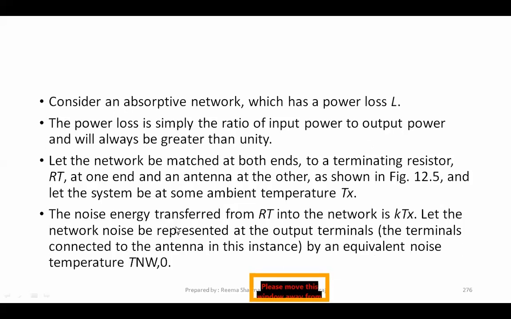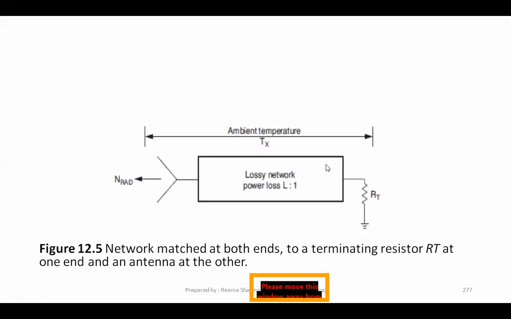The noise energy transferred from RT into the network is k times Tx. Here Tx is nothing but your ambient temperature, and then you have your RT here, which is the terminating resistor. So if I multiply both of them, it becomes Tx and RT.